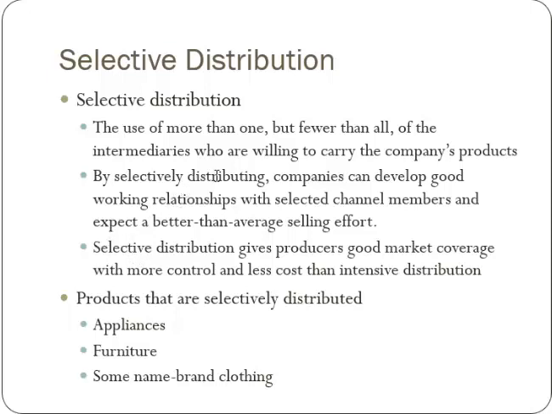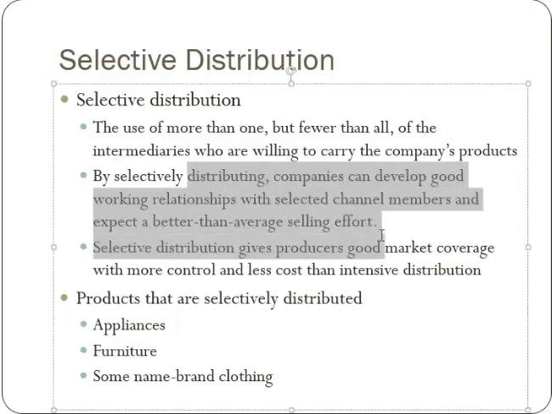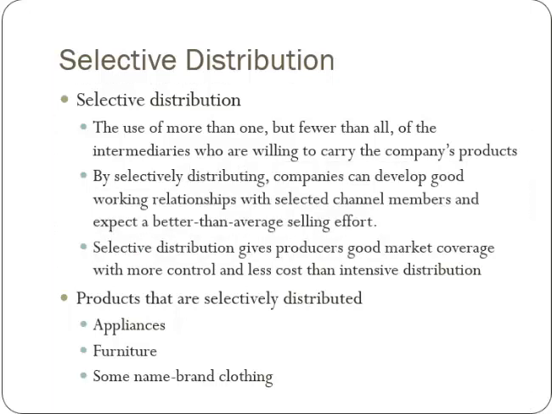So by selectively distributing, companies can develop good working relationships with the selected channel and expect a better than average selling effort, or they may even require a particular selling effort from Best Buy or Staples to push your particular product. Selective distribution gives producers good market coverage with more control and less cost, because they only have to distribute to one retailer. Products that are selectively distributed include appliances, furniture, some types of clothing. In other words, some types of appliances you can only get in particular stores.